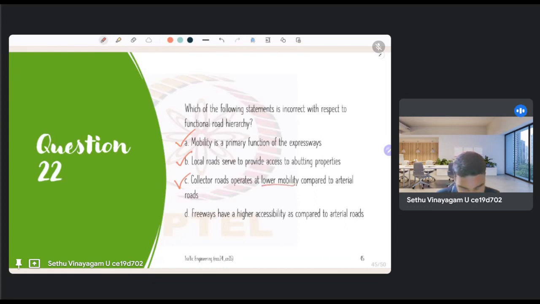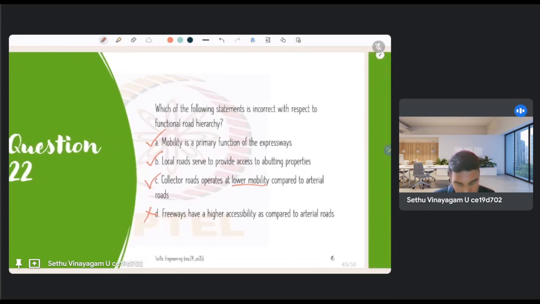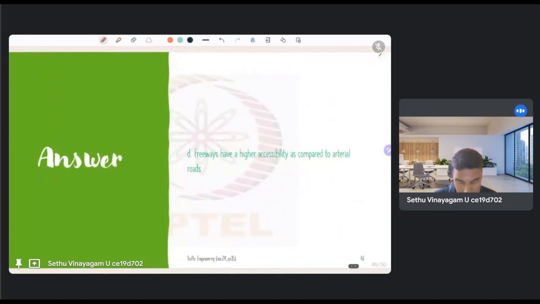And D, freeways have higher accessibility as compared to arterial roads. So this is incorrect, right? Because freeways are above arterial roads in the hierarchy, right? So they have a higher mobility but lesser accessibility than arterials, right? So therefore D is incorrect. Out of the four, only option D is the incorrect one. So D is the right answer.